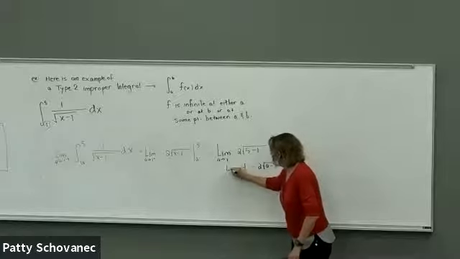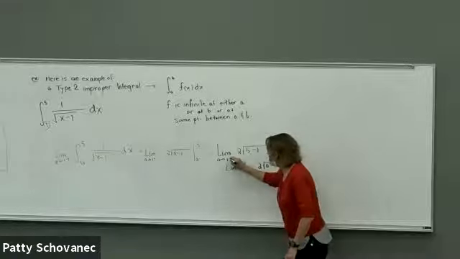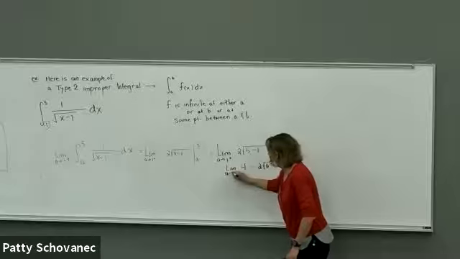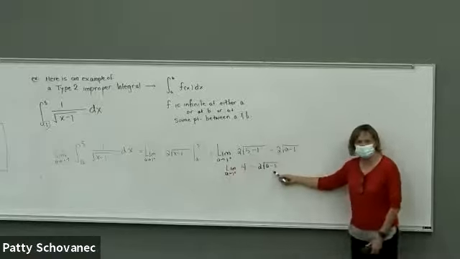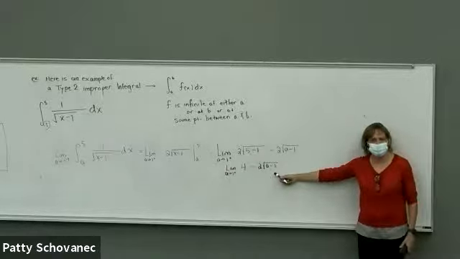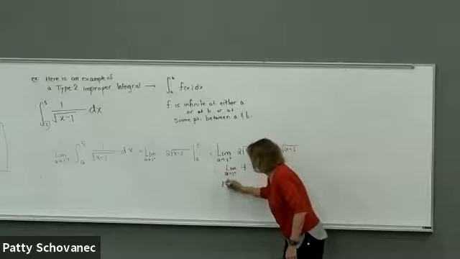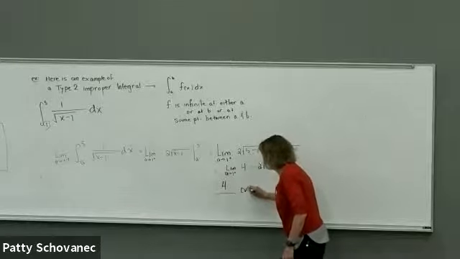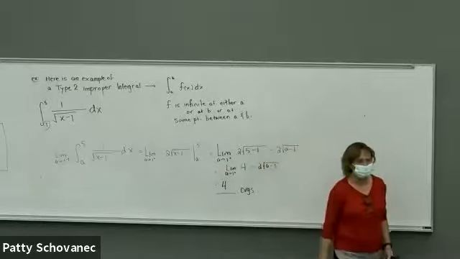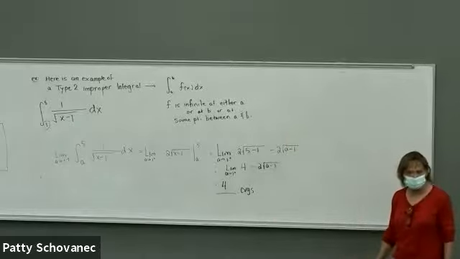What about the limit as a goes to 1 from the right of this expression over here? What happens to it as a goes to 1? Gives me 0, 1 minus 1, right? So this is an example of an integral that converges, and it converges to 4. Okay?